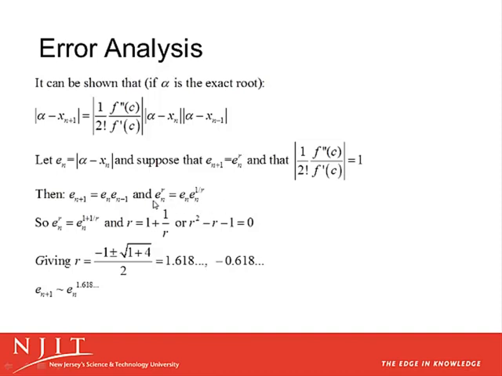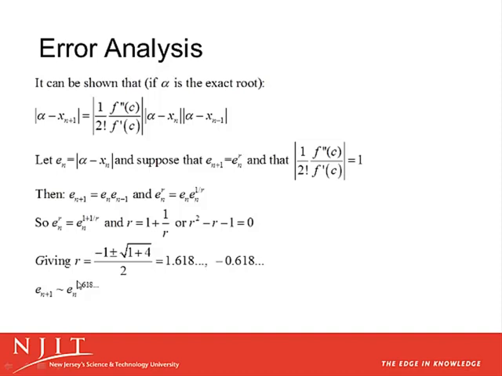Since the bases are all the same, we can put things together, and we find that r, the order of convergence, must satisfy the equation r equals 1 plus 1 over r, which is the same as this quadratic. We solve the quadratic, and we get the golden ratio as the answer. The negative value of r really doesn't make sense in our case, and so what we find is that the error at the n plus first step is approximately the error at the nth step raised to the 1.618 power.